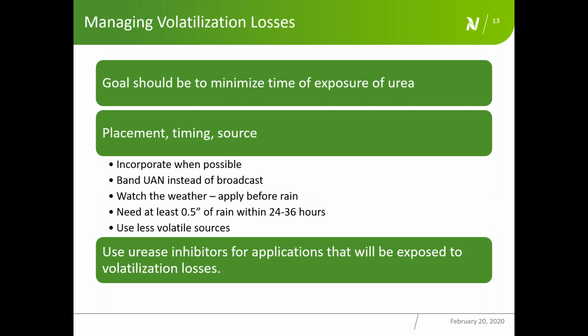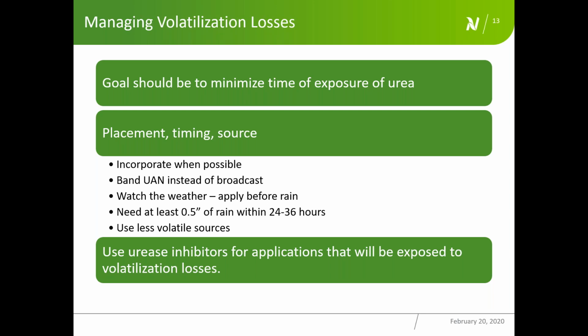If we're applying urea on the soil surface, we want to try to get it into the soil as quickly as possible, either with mechanical incorporation or by rainfall. One option is to band UAN solution instead of broadcast. It's more concentrated, with less surface area exposed. Generally, banding, even if it's on the surface, tends to reduce volatilization potential.